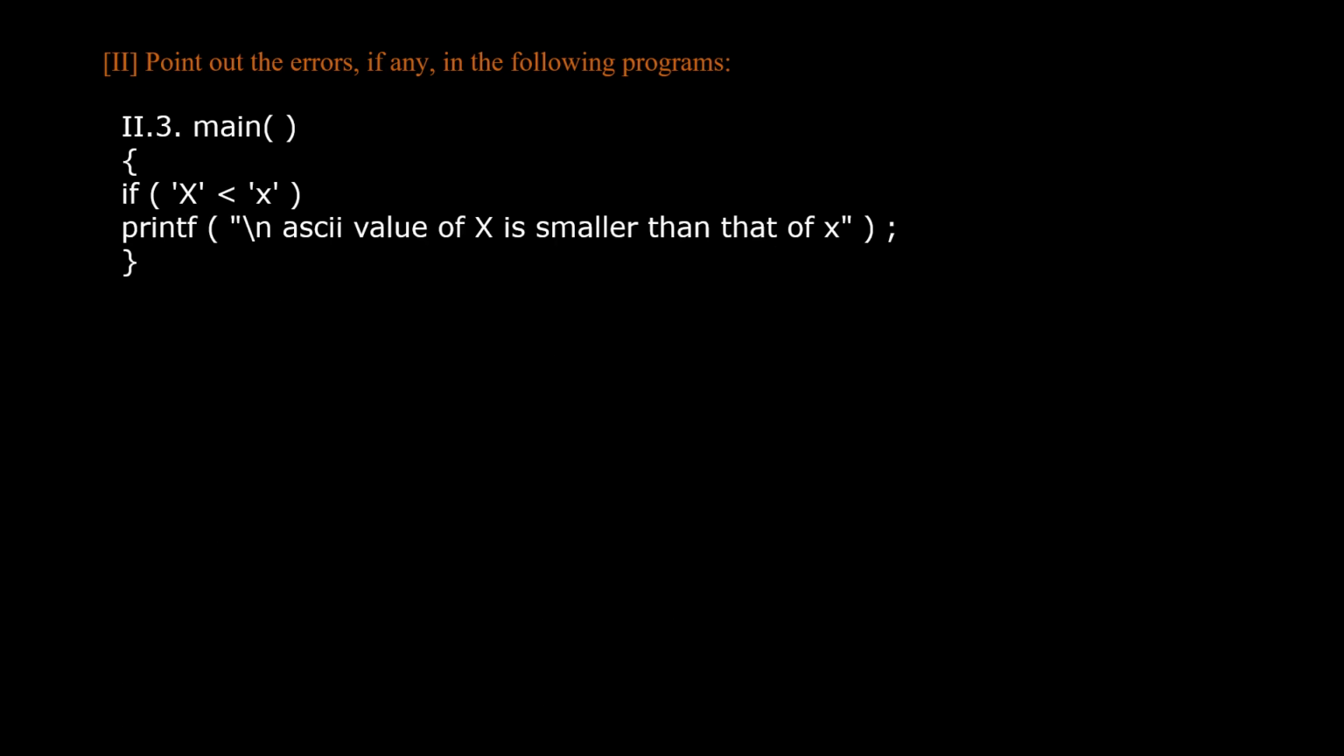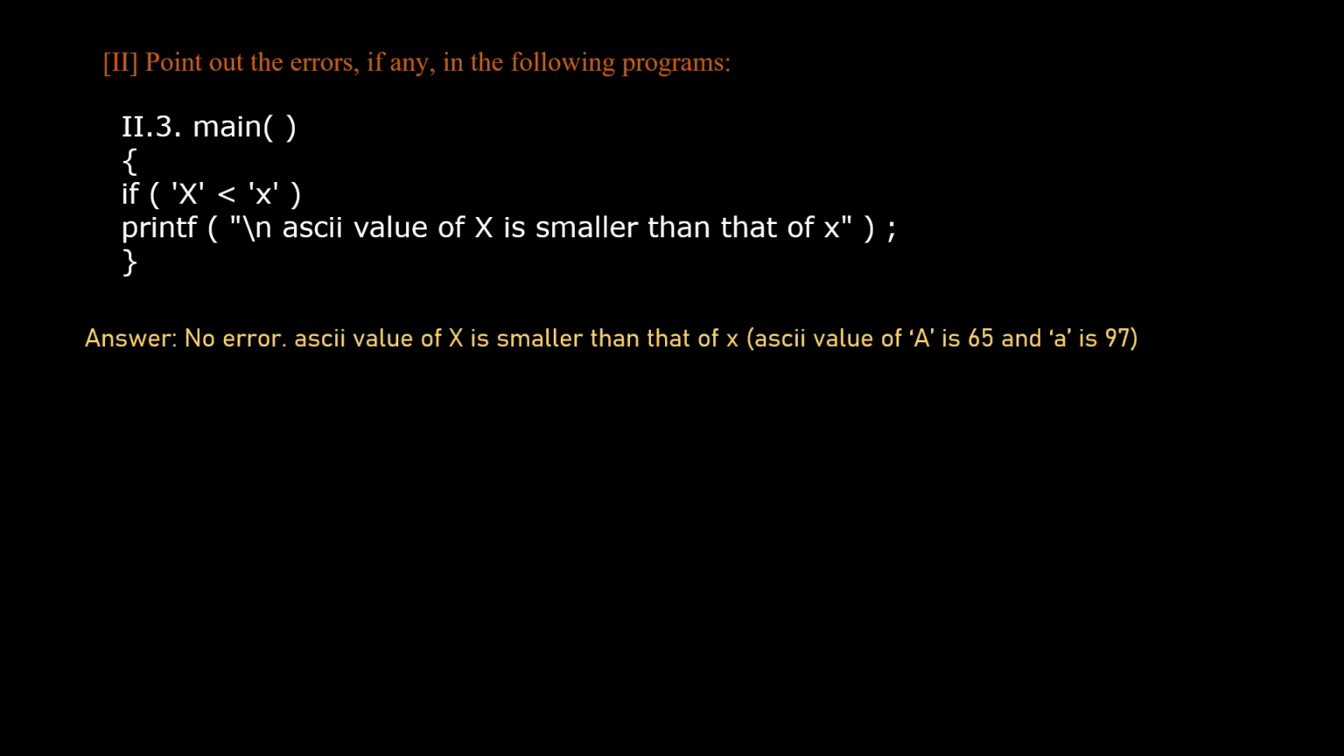So the next question is, if capital X is less than small x, then print the sentence ASCII value of capital X is smaller than that of small x. Will this program get executed without any errors? Yes, it gets executed, because if condition would take the ASCII values of these characters. So there is no error and output would get printed because ASCII value of capital letters start from 65 and ASCII value of small letters start from 97.